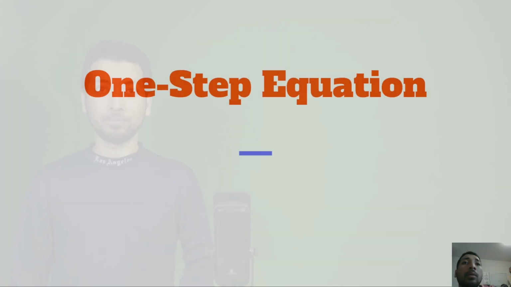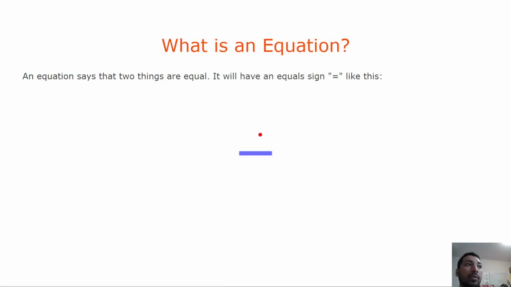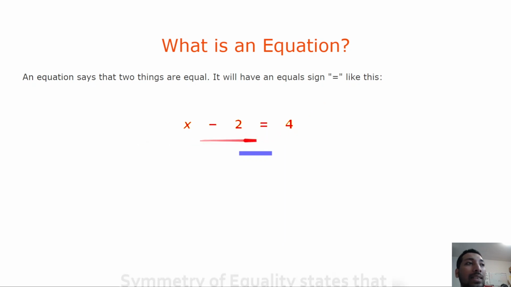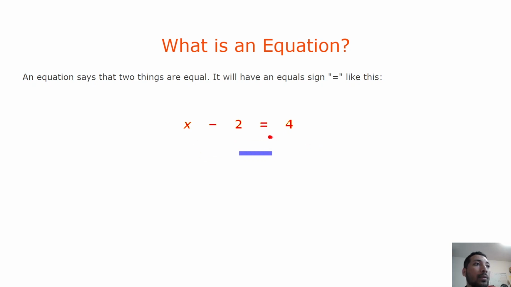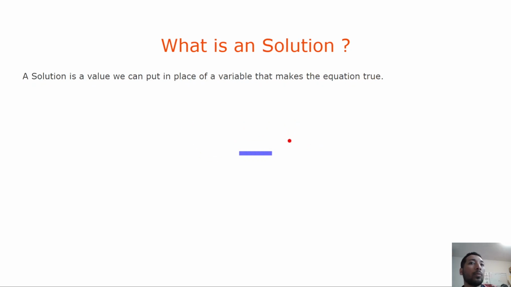So let's begin. Let's first look into the definition of an equation. An equation says that two things are equal and it will have an equal sign. Here we have x minus 2 equals 4. This says that the left side is equal to the right side. So an equation is like a statement: this equals that. When you solve the equation, the answer is called the solution.